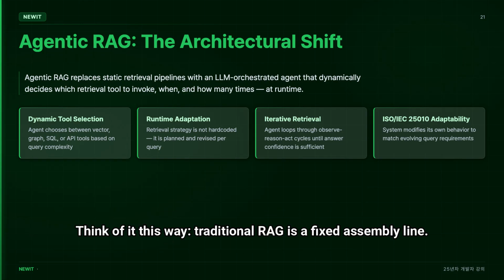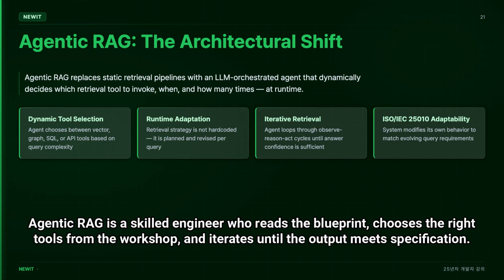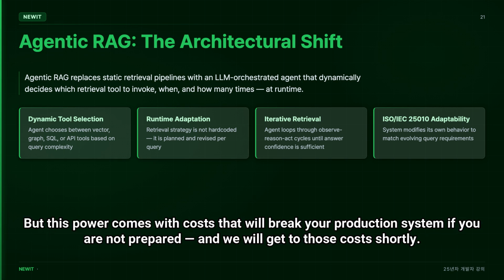Think of it this way. Traditional RAG is a fixed assembly line. Agentic RAG is a skilled engineer who reads the blueprint, chooses the right tools from the workshop, and iterates until the output meets specification. But this power comes with costs that will break your production system if you are not prepared, and we will get to those costs shortly.